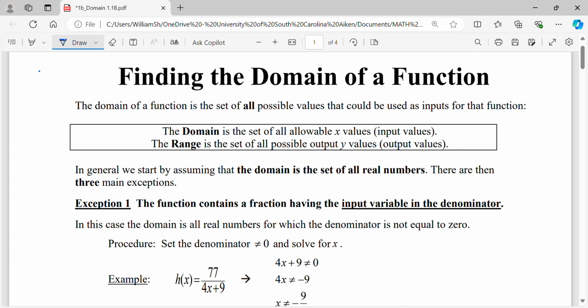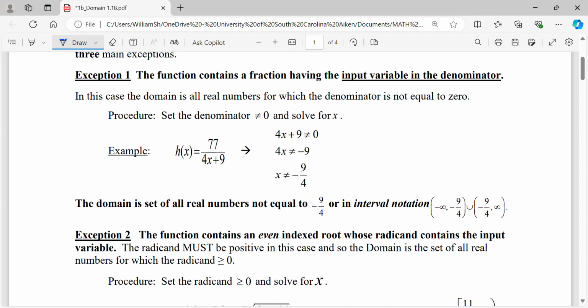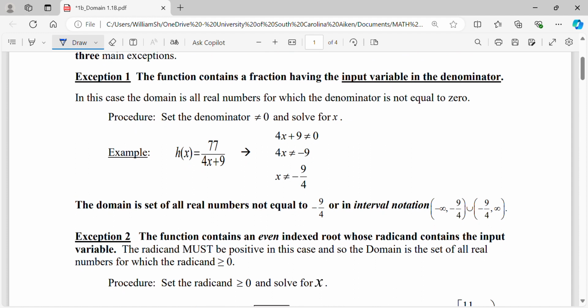In general, we start by assuming that the domain is the set of all real numbers. And then there are three main exceptions. Exception 1: the function contains a fraction having the input variable in the denominator. In this case, the domain is all real numbers for which the denominator is not equal to 0. The procedure for this is to set the denominator not equal to 0 and to solve for x.